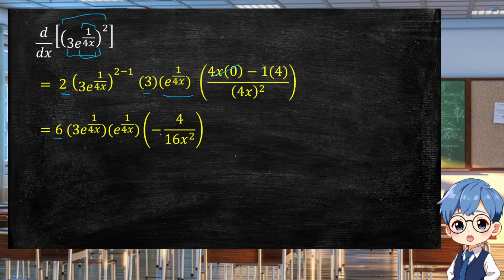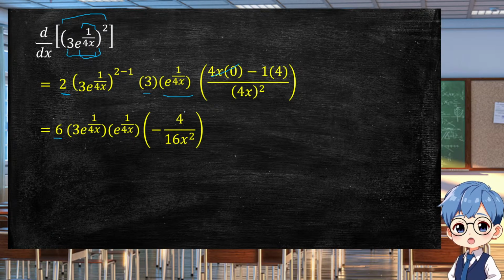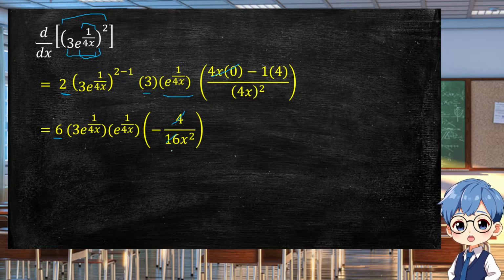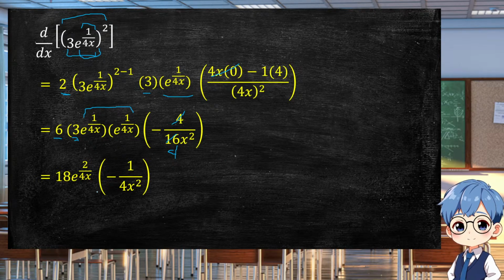If we observe this one, we can simplify 4 over 16. So this becomes 4. And then we can multiply 6 and 3 here, which is 18. And then of course, since they have the same base, we can add their exponents. So 1 over 4x plus 1 over 4x is 2 over 4x. So again, 6 times 3 is 18. Then 4 over 16 is 1 over 4. And then 1 plus 1, we have here 2 over 4x.